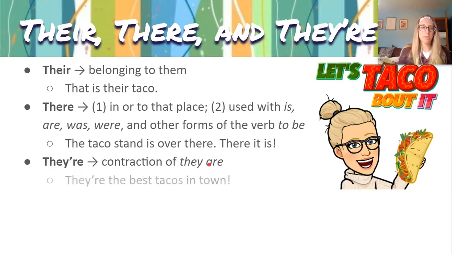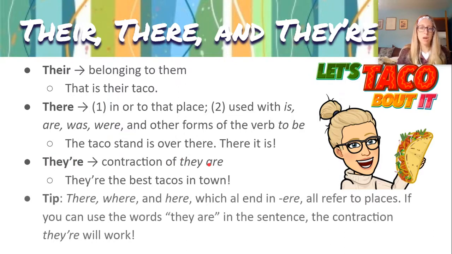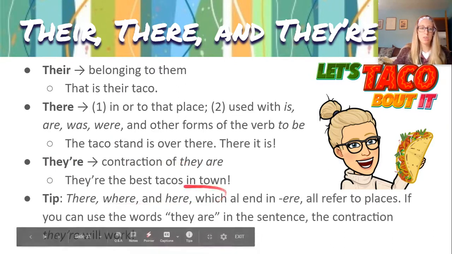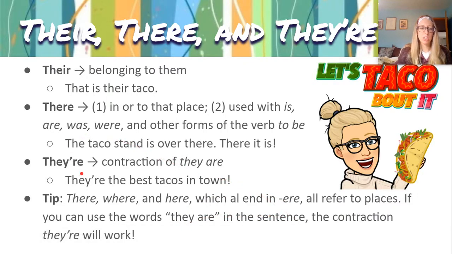And then THEY'RE, this is a contraction of they are. So they're the best tacos in town. And then I basically give you the same tip here. There, where, and here all end in E-R-E, and all refer to places. But if you can use the words they are in a sentence, then you want to use the contraction they're.